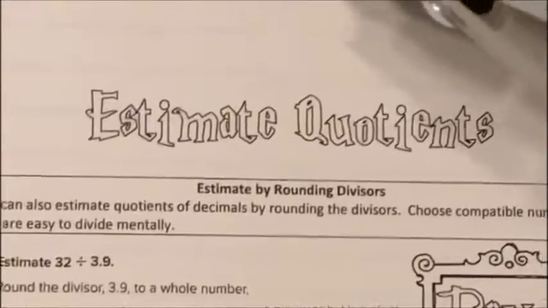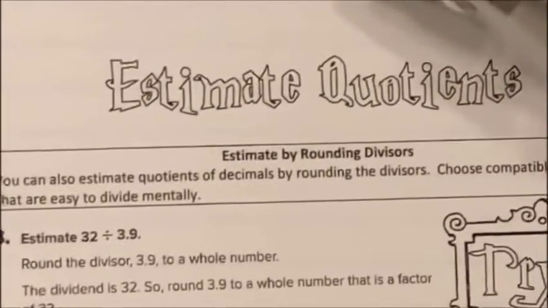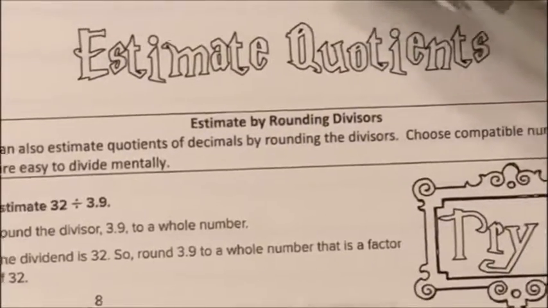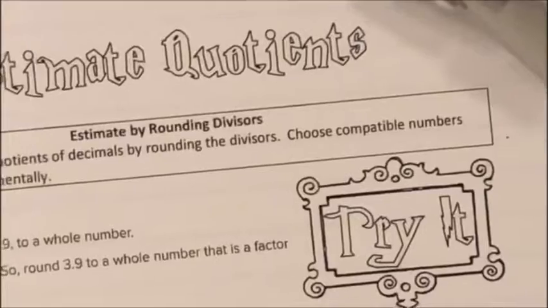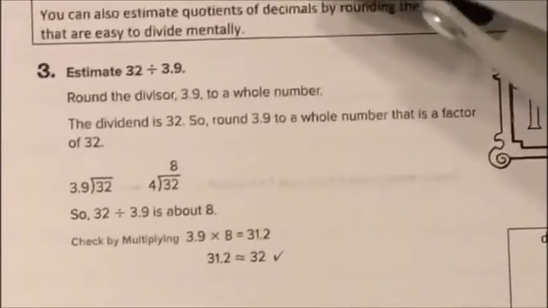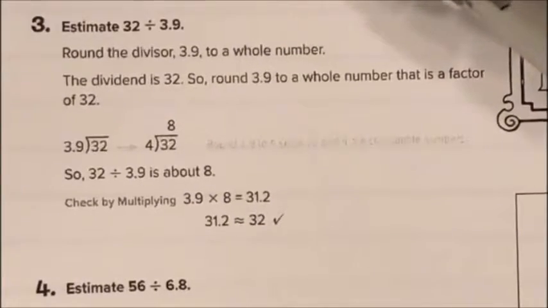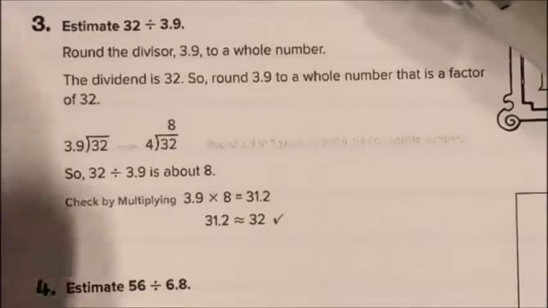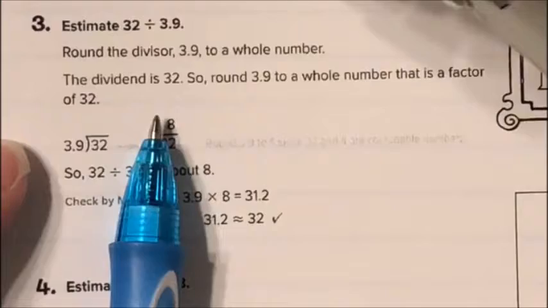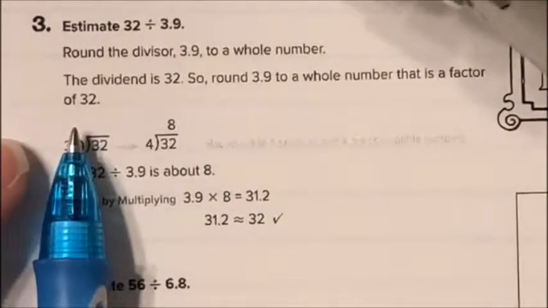All right, again, so when I'm estimating by rounding divisors, so first we rounded dividends, next we can estimate by rounding divisors. You can also estimate quotients of decimals by rounding the divisors. Choose compatible numbers that are easy to divide mentally. So the first example I have, example 3, says estimate 32 divided by 3.9. Round the divisor 3.9 to a whole number. The dividend is 32, so round 3.9 to a whole number that is a factor of 32.